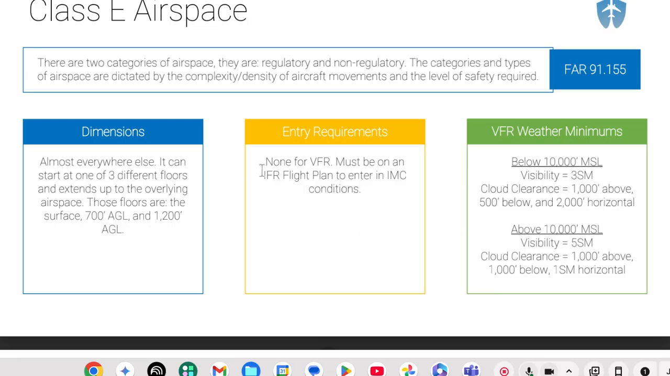And just to add to the entry requirements, technically if you're flying above 10,000 feet, you also need to have ADS-B out. So that's very important. That's not on this slide, but need to know.